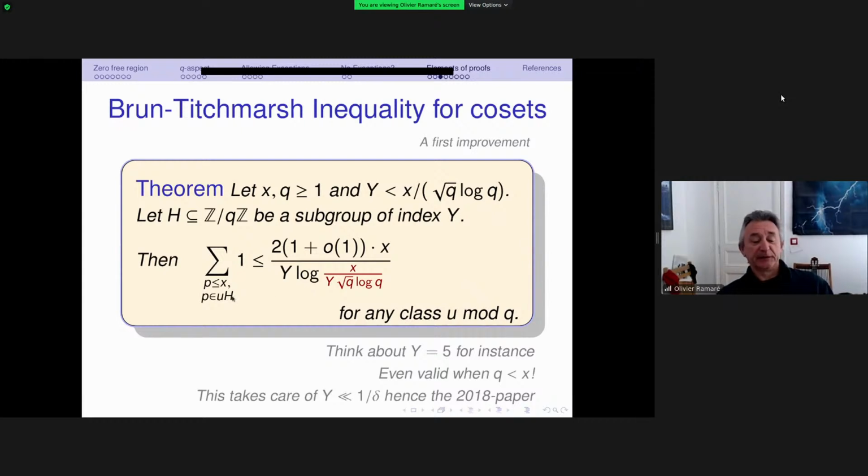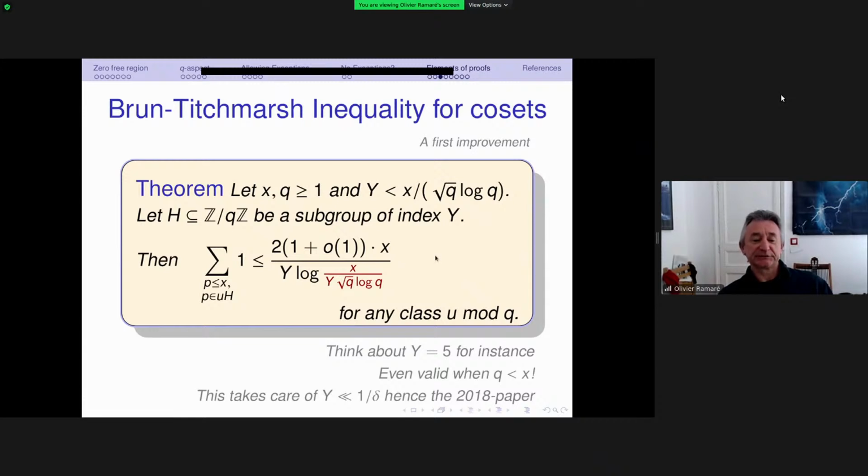Yes. And look at the number of primes in the coset of this subgroup. Then you can improve on the large sieve on the Brun-Titchmarsh inequality, not on the factor 2, because that you cannot. But instead of having x by q, you can have x by square root of q. You lose y, but y is going to be a constant.